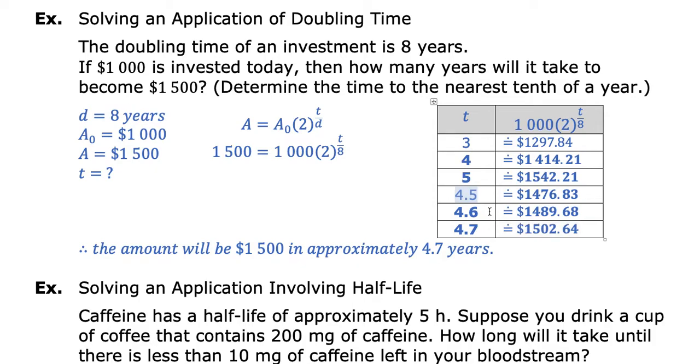Then what we need to do is look at our endpoints. We are asked to round to the nearest tenth, and the place name to the right-hand side of the decimal is the tenths place. This value is closer to 1,500 at 4.7 compared to 4.6. So we will say the amount will be 1,500 in approximately 4.7 years.